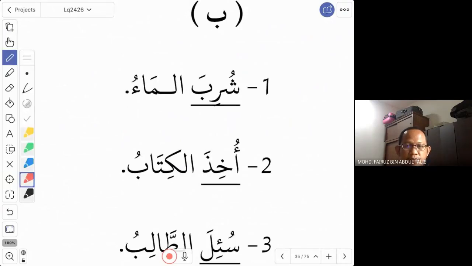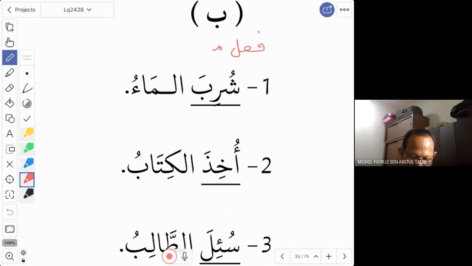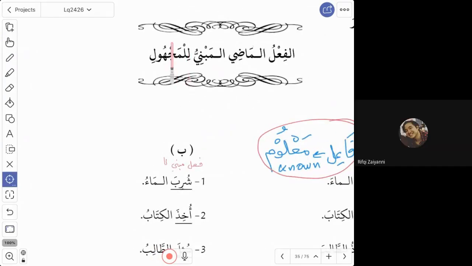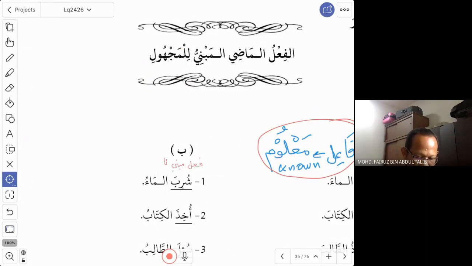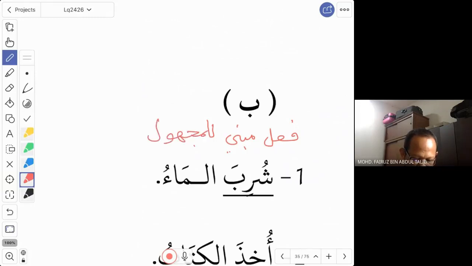They did not want to mention who the fa'il is, or sometimes they do not know who the fa'il is. That is why they change from shariba to shuriba. So this is now called the fi'il mabni li the unknown. Known is ma'lum; unknown is majhul. This is what they mean by fi'lun mabniyun lil majhul, the fi'l that is built for unknown. So what is unknown here?